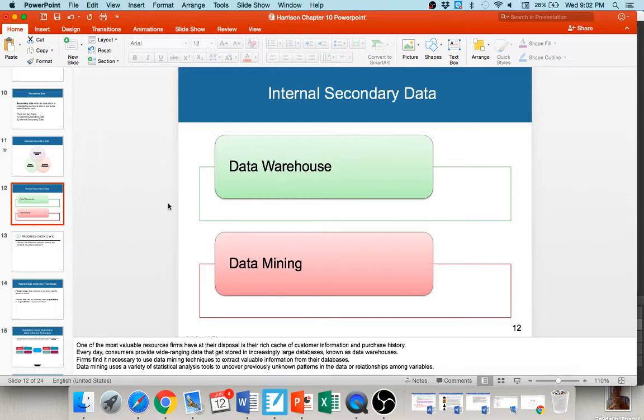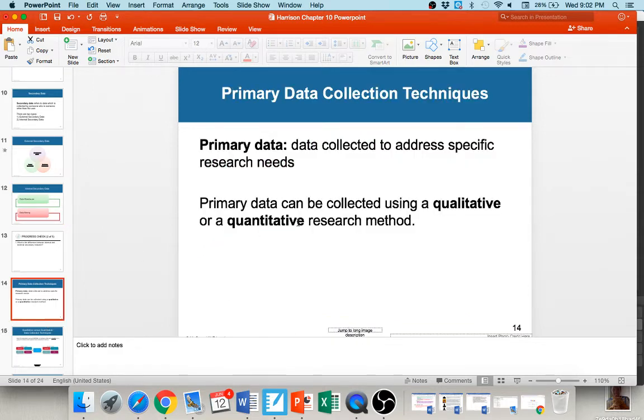So for now, I just want you to know about the data warehouse and data mining in general as a sense of the term. You may take a whole entire class in marketing research where you learn more about that, but for now, I just want you to be aware of where that information is stored and how that data is converted into information.